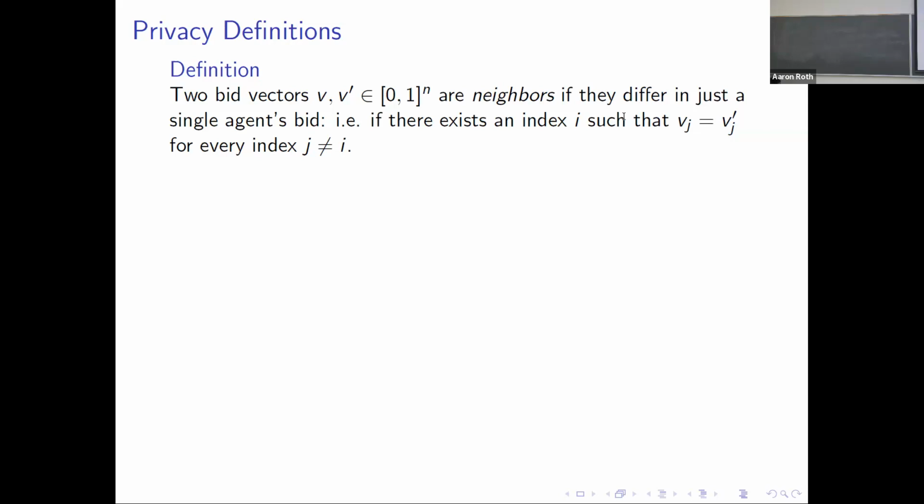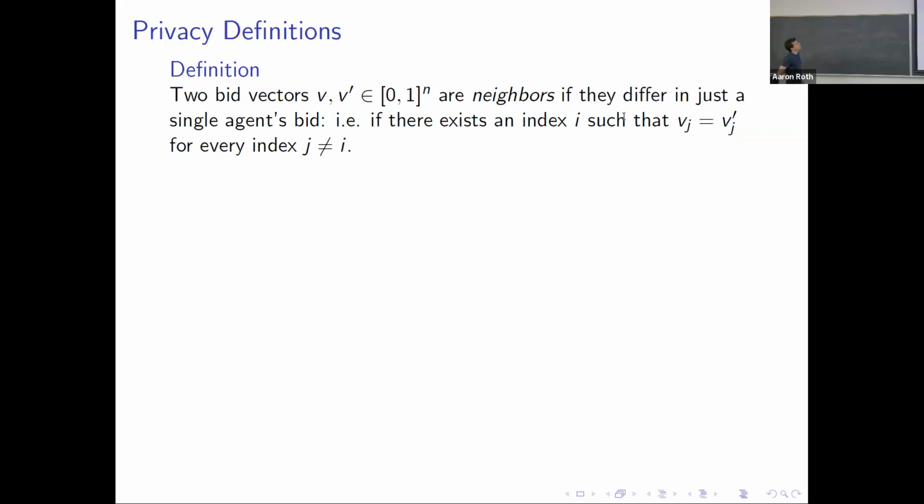So let's say there are two bid vectors, two data sets, but in this case, the data sets are just the collection of bids input to the mechanism by each of the parties. And what are these bid vectors? A bid is a number between 0 and 1, and there are n bidders, so a bid vector is just a vector of n numbers between 0 and 1.